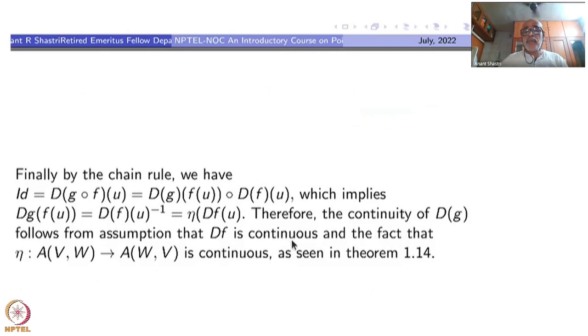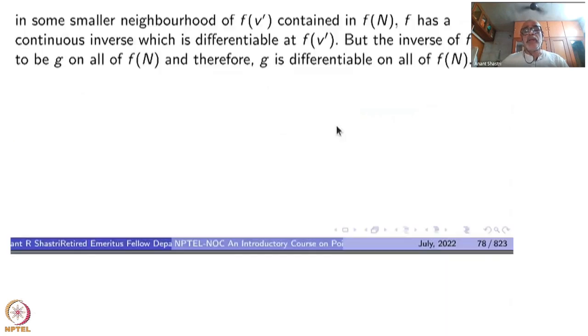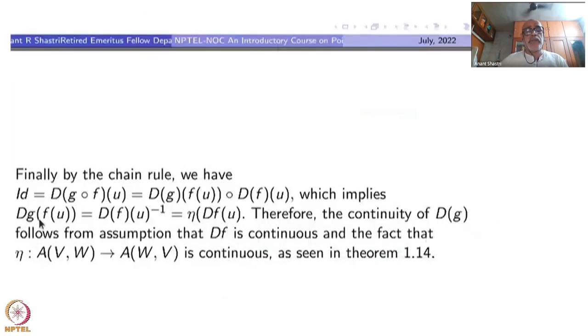Therefore, the continuity of this Dg follows from the assumption that DF is continuous and the fact that eta is continuous, as seen in Theorem 1.14. Therefore, the derivative is continuous. See, till here we only showed that g is differentiable. Dg is continuous follows, but Dg is given by this formula, namely, it is DF inverse. So I said this is the inverse of this one.